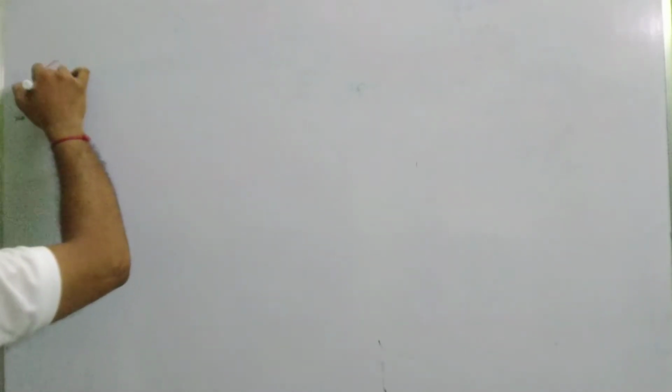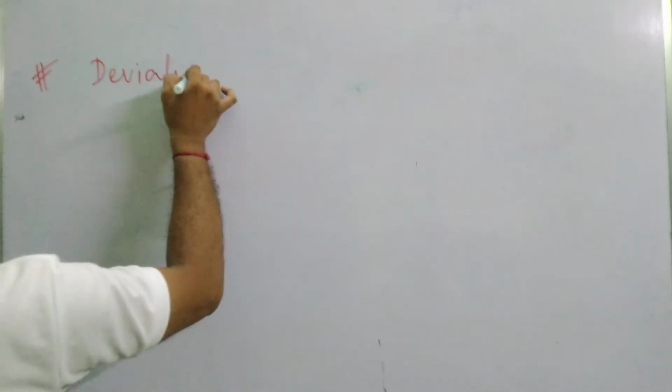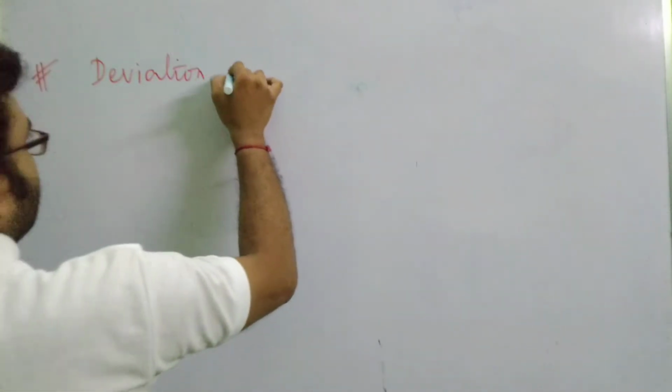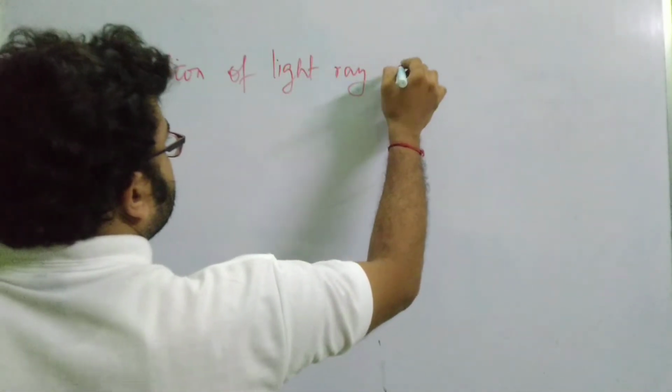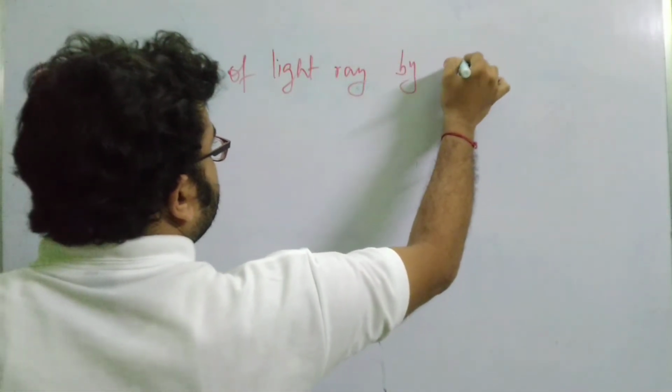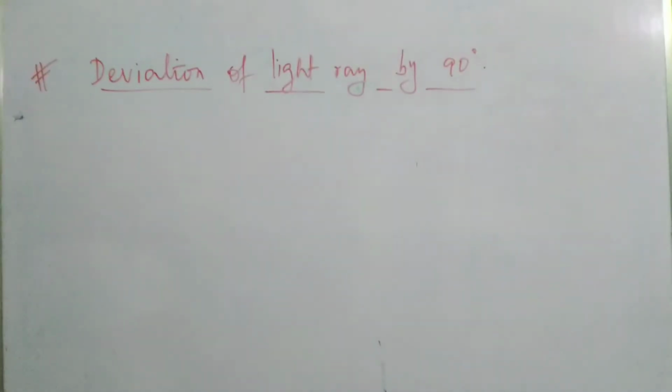So first of all, we will be considering the ray diagram where we want to deviate the light by 90 degree. So first is deviation of light ray by 90 degree. Okay, deviation of light ray by 90 degree. Right. So what is this deviation of light ray by 90 degree?